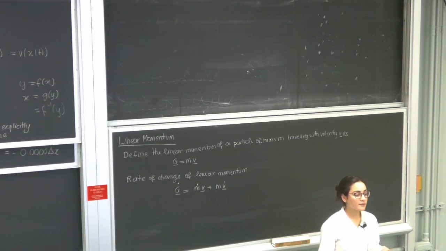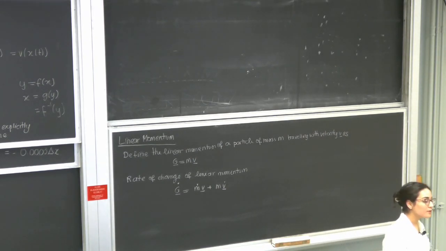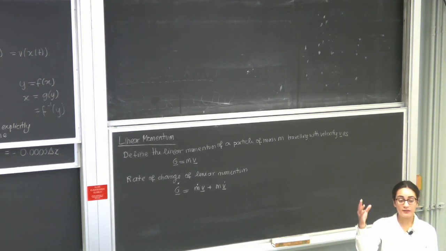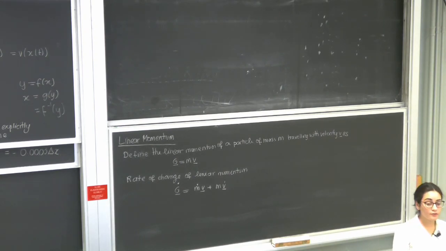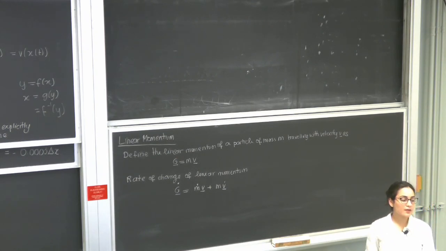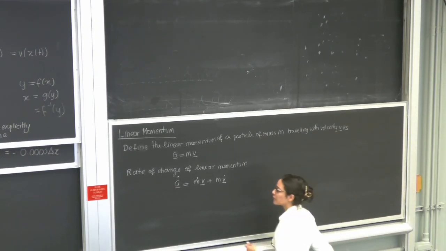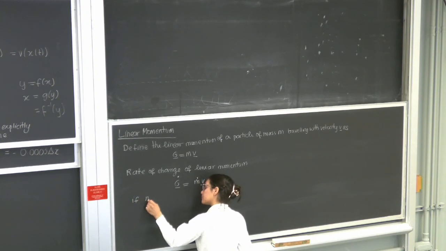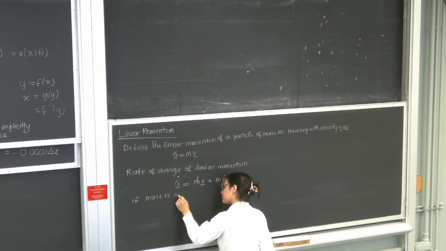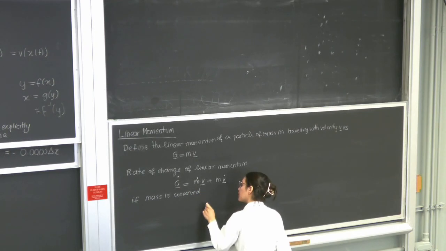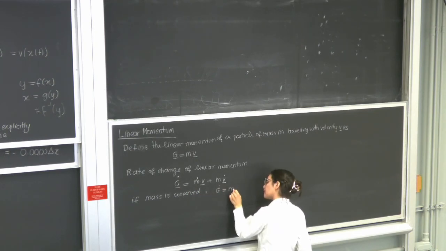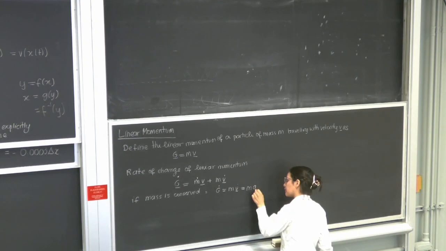Yeah, if the system is some moving tank and the water is leaking out. If you have a rocket, for example, that's losing a lot of rocket fuel during its motion, that's a system where mass is not conserved. Now, for most of the systems, we're going to consider mass to be conserved. But in general, it doesn't have to be. So if mass is conserved, then we have G dot equal to m v dot, which is ma. Cool.